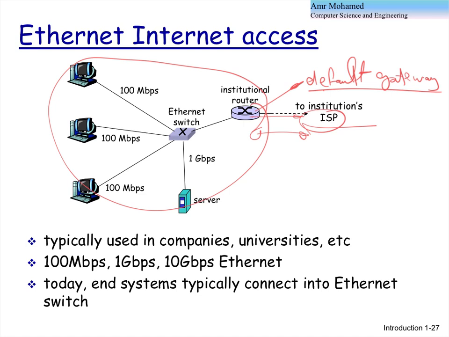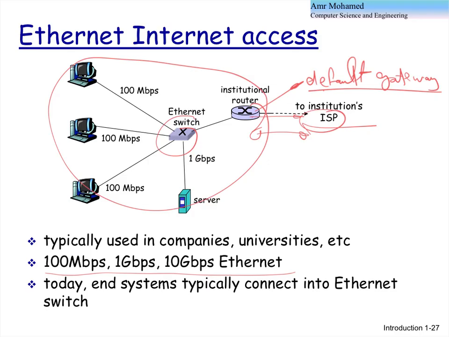Inside the university we typically have enterprise-level routers, which are relatively fast, and switches and so on. Switches and hubs, we call them physical or data link layer devices. Routers are network layer devices. So typically, for institutional LANs, we have data rates of up to 10 gigabits per second for Ethernet technologies. 10 gigabits per second.